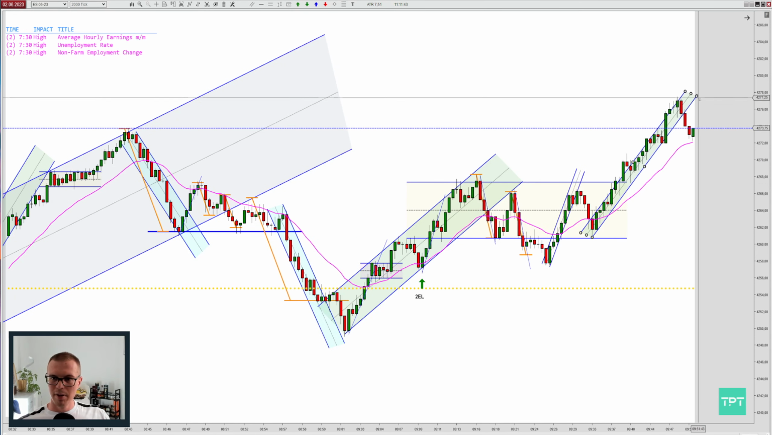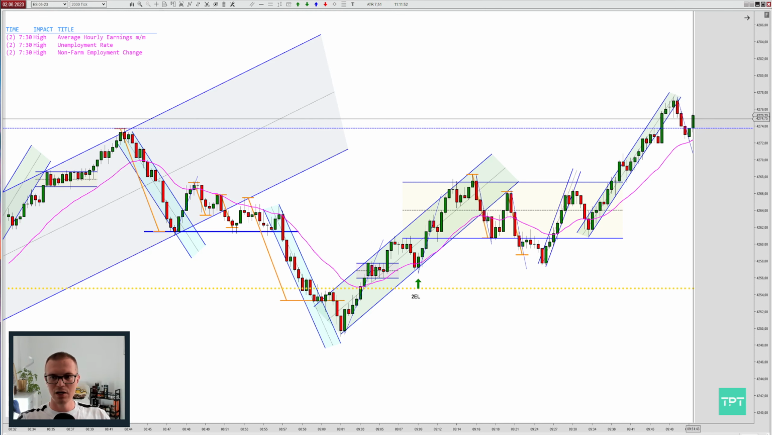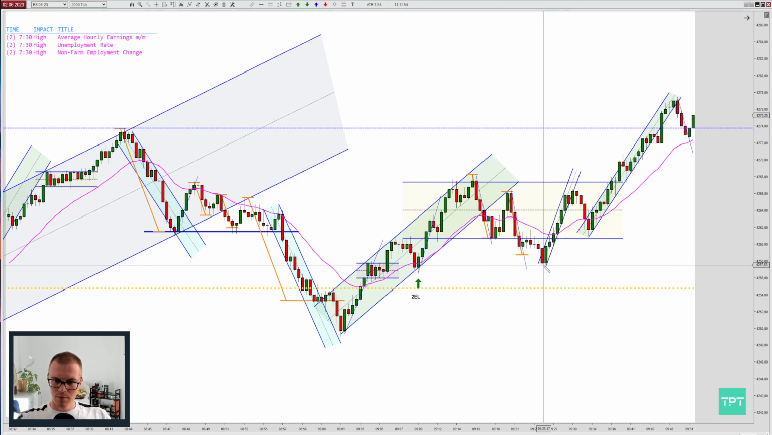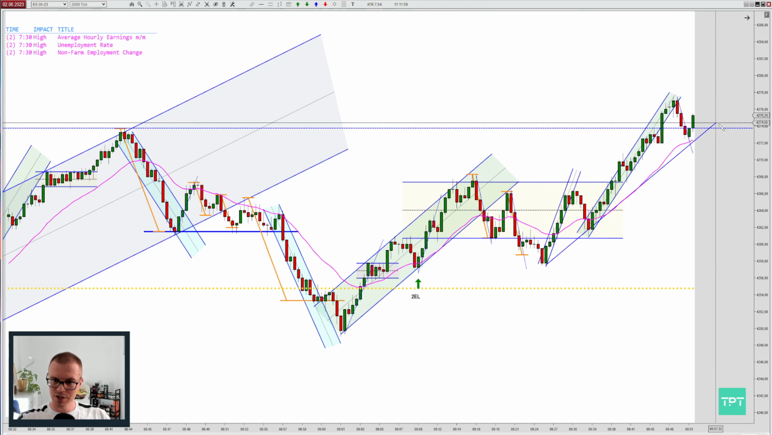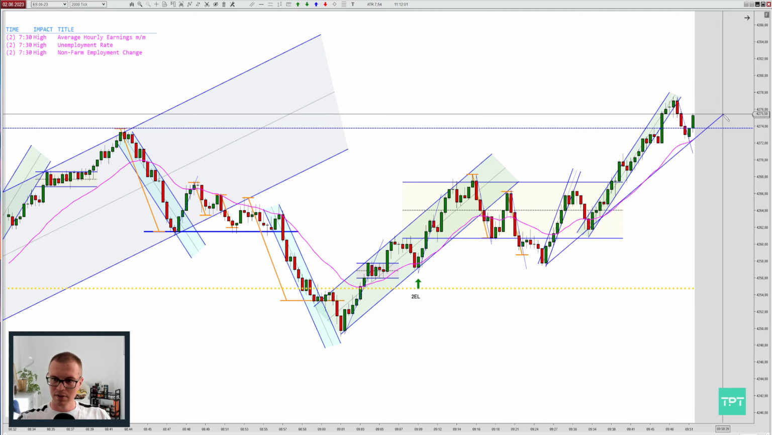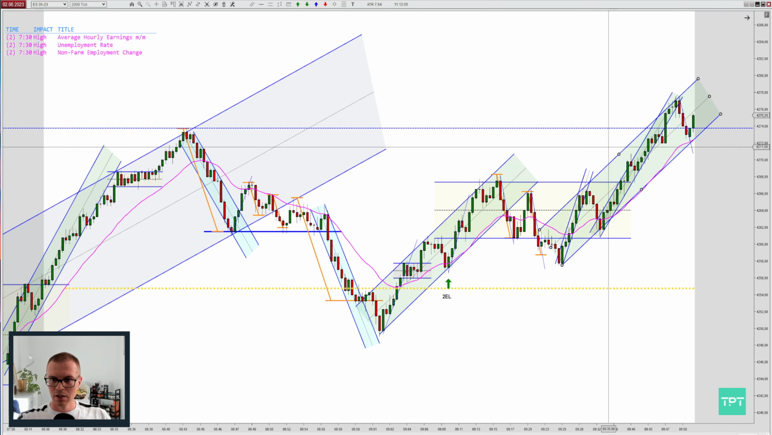Maybe there's a bigger structure here in play. Let me see. There is a pullback to the EMA, but just a first entry long here. So nothing to consider. Maybe we have a channel working higher, but this is not fitting. Maybe we can play it like this. Let's see.